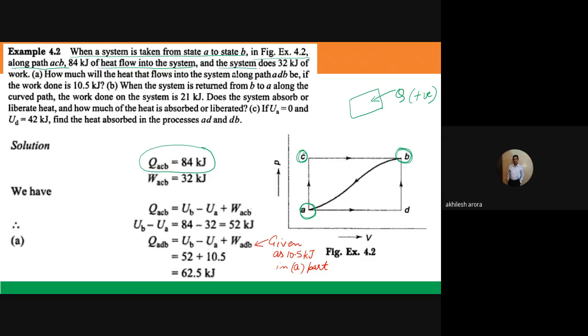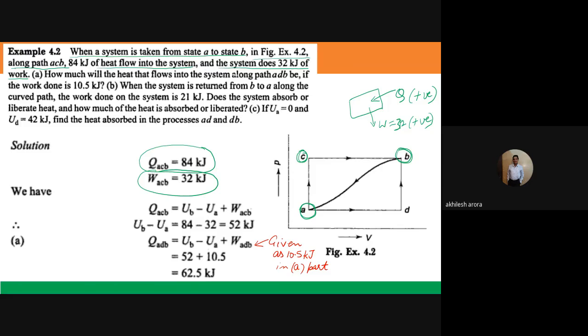And the system does 32 kilojoule of work. So that means this is the work which we are getting during this process, which is equal to 32. And once again, when the work is done by the system, it is bound to be positive. So this is also given here. W_ACB is equal to 32 kilojoules. So these two values are given to us.